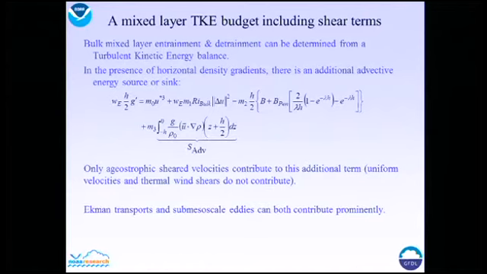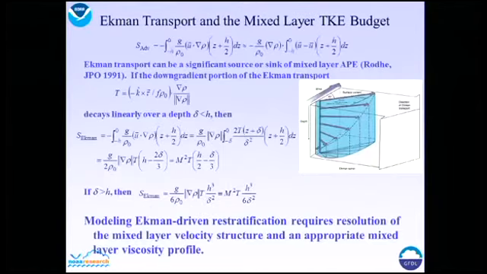And in the presence of density gradients, you can have an additional term where if you're advecting light water over dense water, you're tending to stabilize the boundary layer, and so you have to do additional mixing in order to counteract that. Now, you cannot get this from thermal wind shears, but an Ekman transport or sub-mesoscale eddies can both drive significant shears.